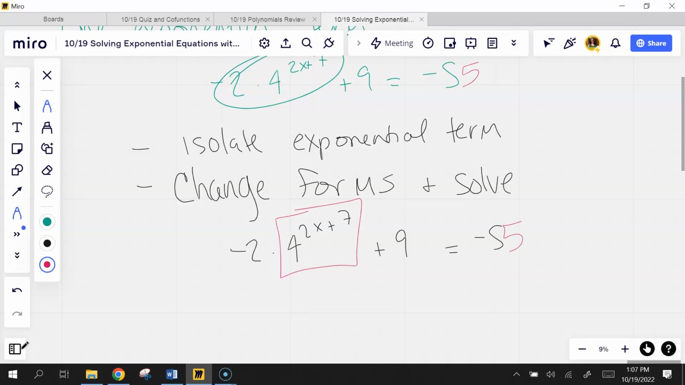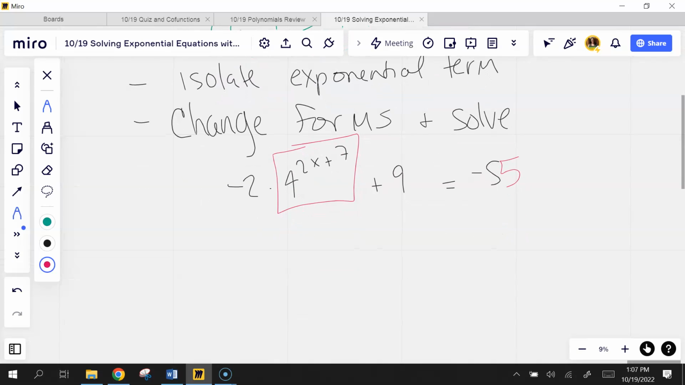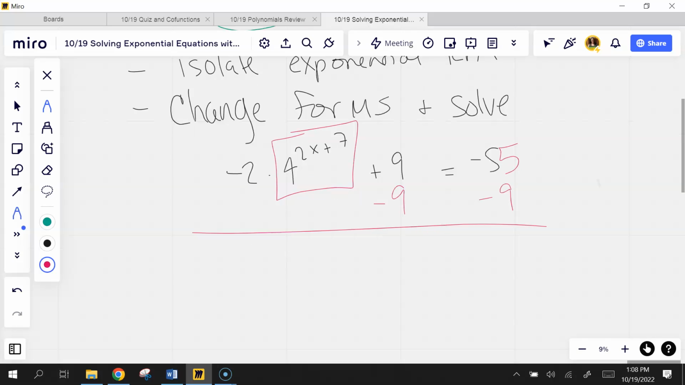Once that's completely isolated, then I can change forms and solve. So how am I going to get what's circled in red by itself? What do I do first? Subtract 9 before that. Okay, I'm going to move the 9 first. I'm solving, so I need to go STAB MAP, right? I need to move the 9.